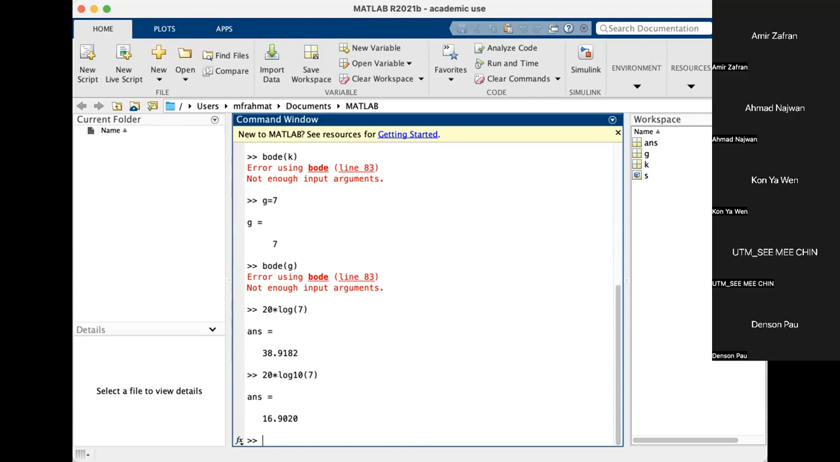But for zeros at the origin, G(s) is equal to s. You can see that when we plot, we get a slope. The slope here is positive 20 decibel per decade, and the phase is 90 degrees for zeros at the origin.